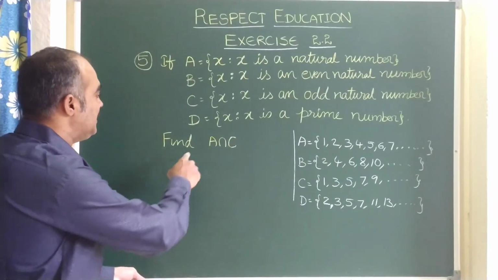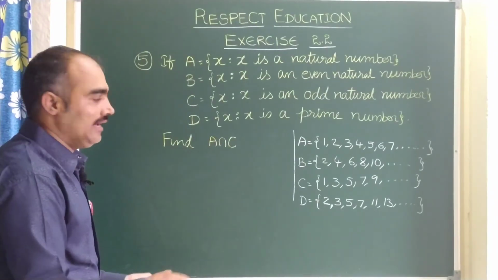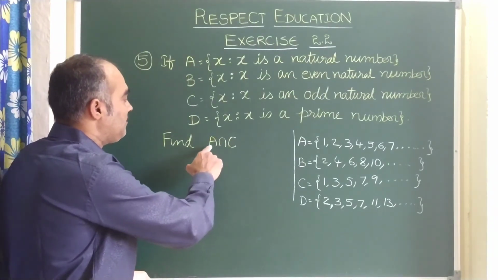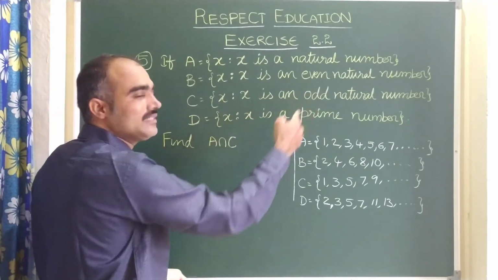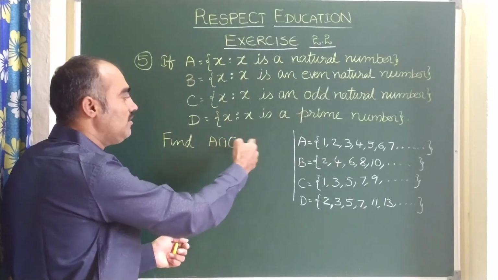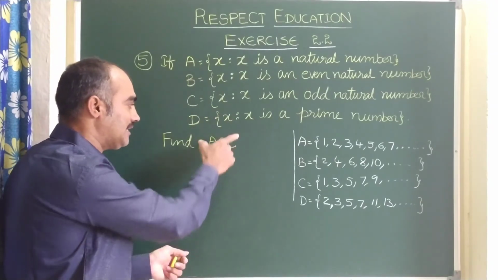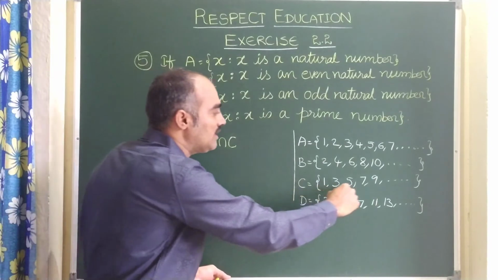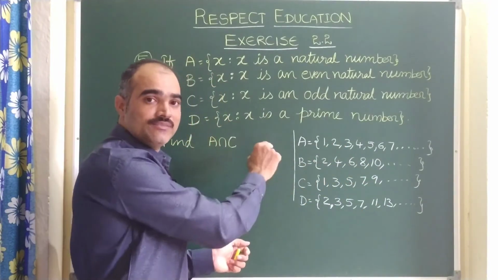Now the second bit is A intersection C. As I have told you, children, A is the set of natural numbers, C is the set of odd natural numbers. Definitely you know C is the subset. As you are taking intersection, the subset only will be the answer. That means here C is the answer. Let us check here. C means we need the answer 1, 3, 5, 7, 9. Just we will check whether we get the answer or not.